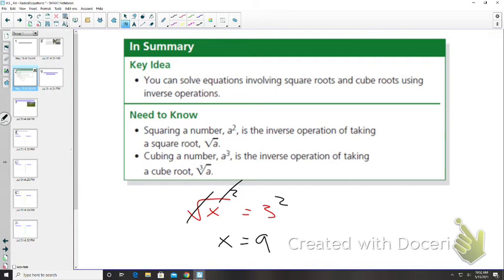Same thing if we had the cube root of x is equal to 2. We would just cube each side. The cube root and the cube cancel. And then once we cube 2, so 2 times 2 times 2, x is equal to 8. So if you have the cube root of x or the square root of x, we can just either cube it or square it to get rid of that root.